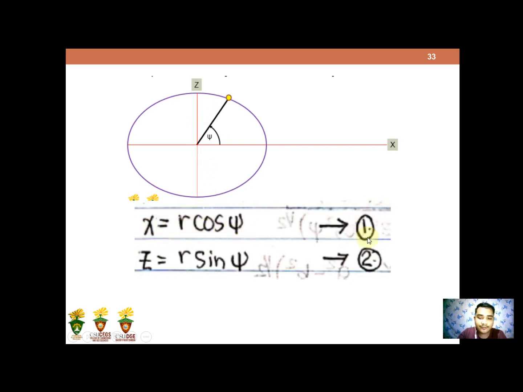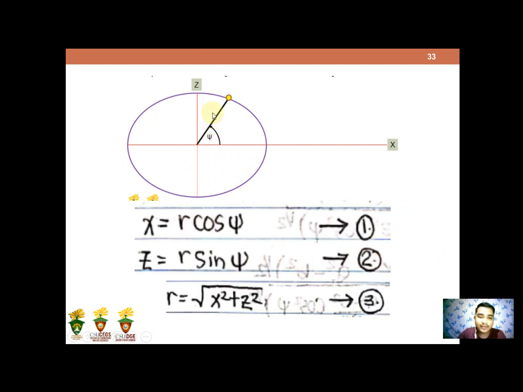This is now our first equation. Next, z is equal to r sine geocentric latitude, out from this figure. This is our second equation, and we can say that to get r, it is just equal to the square root of x squared plus z squared, from the distance formula. This is now our equation number 3.